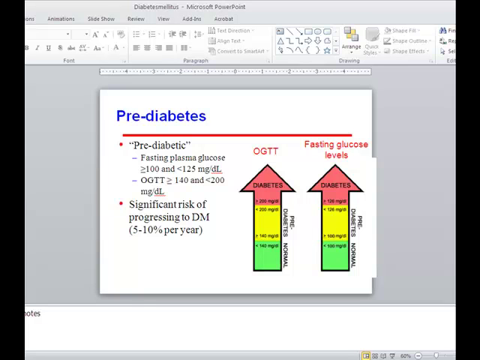Okay, and that's what these arrows are showing, the same thing. If you're in the pre-diabetic range, then you have a significant risk of progression to actual diabetes. So 5 to 10% of the individuals in the pre-diabetic range actually proceed to being diagnosed with diabetes much later.